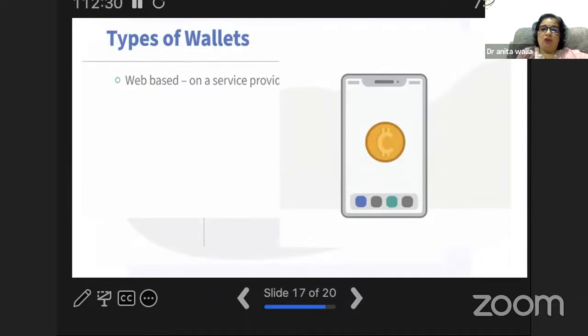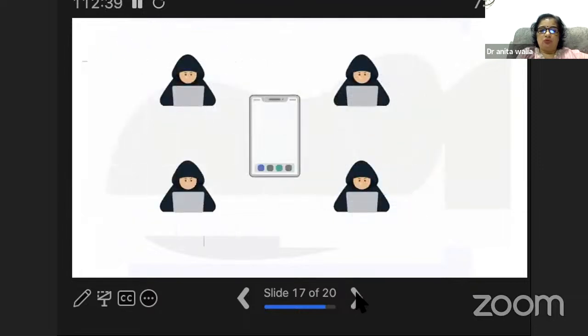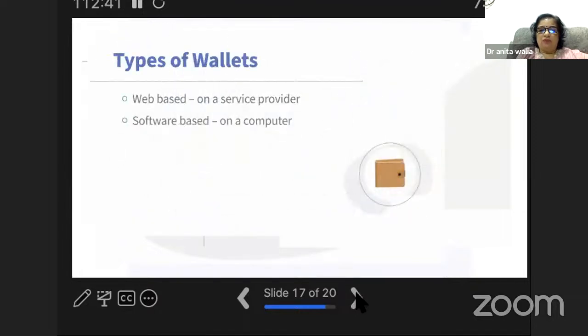And also you can modify the information on the blockchain using this crypto wallet. So there are different kinds of wallets available as a crypto wallet. The most common and user-friendly version is called web-based. And the web-based wallet is offered by a service provider.